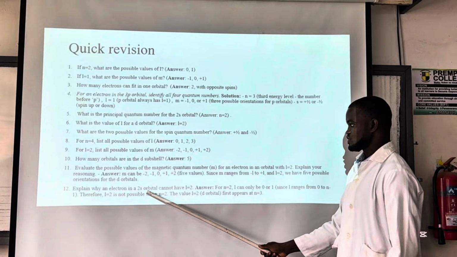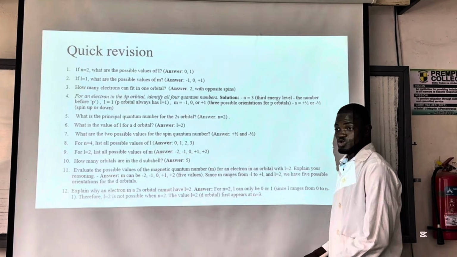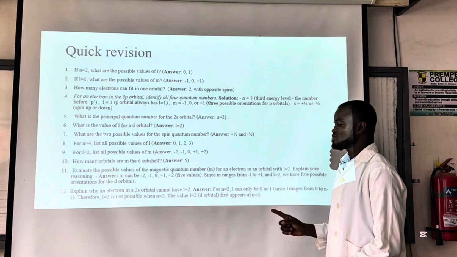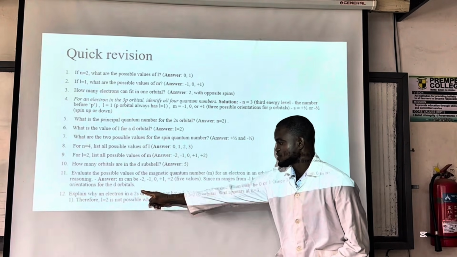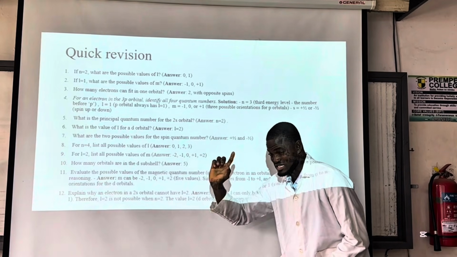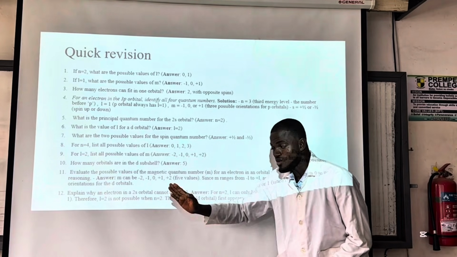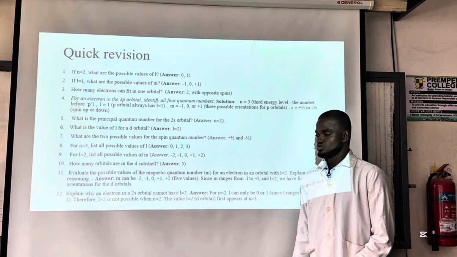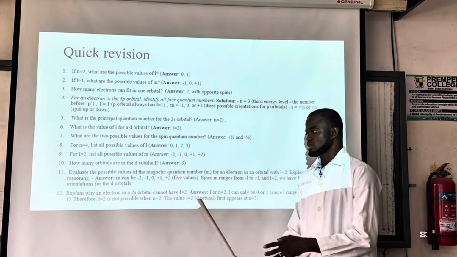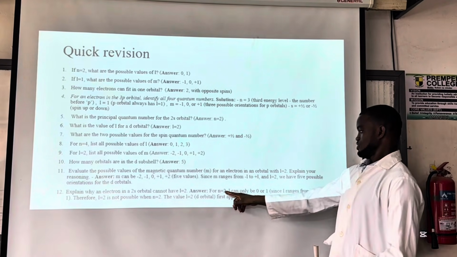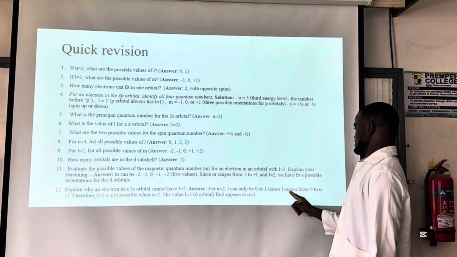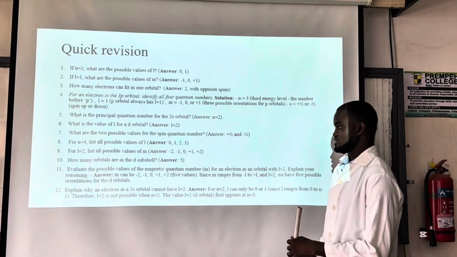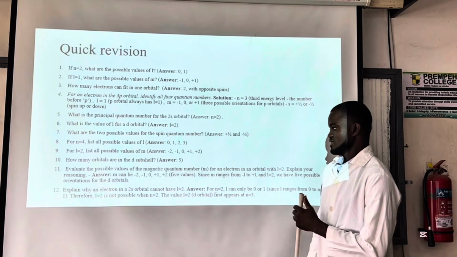Explain why an electron in 2s orbital cannot have L equals 2. An electron in 2s orbital cannot have L equals 2 because 2s specifically means n is 2, L is 0. So there's no way L can be 2. L being 2 means d, but we are not talking about d. So note, n equals 2, L can only be 0 or 1, since it ranges from that. Take note of that. Alright.